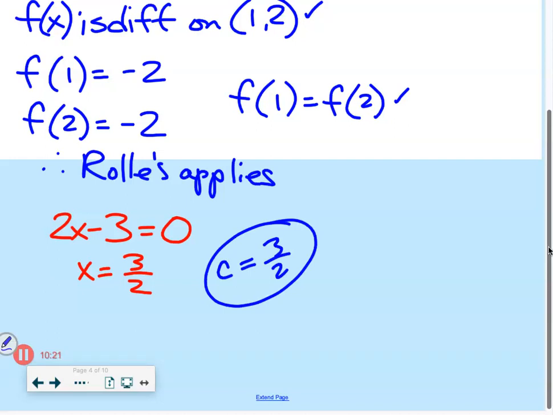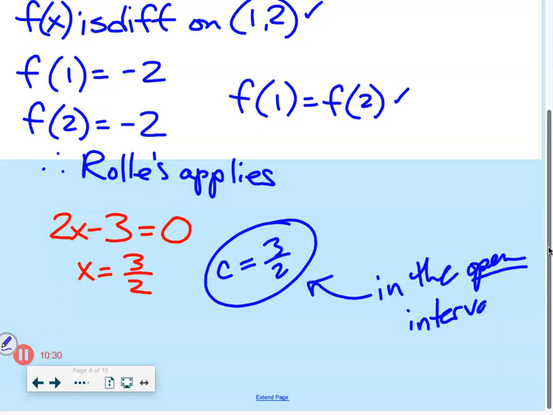And just so you know, c has to be in the open interval. It can't be at an endpoint. No endpoints.